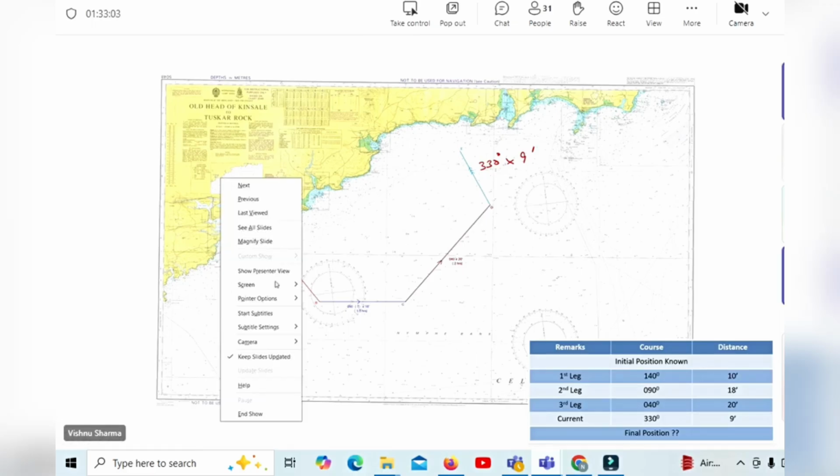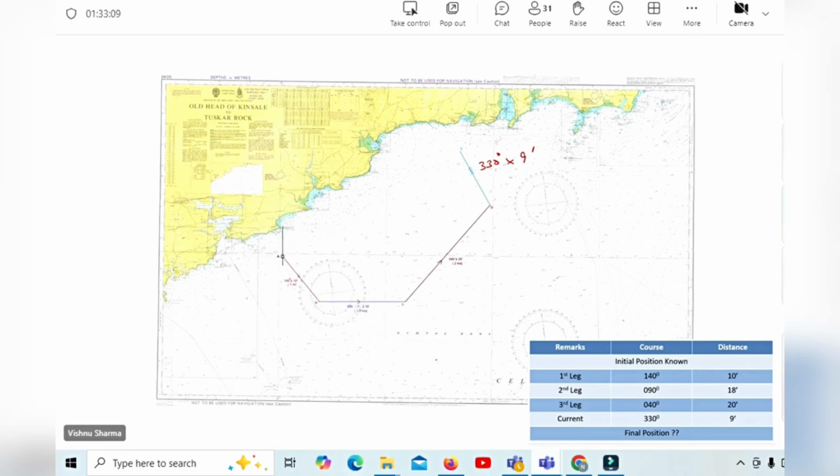there is nothing like DR to fix. In the first hour, this is the DR after 1 hour, B. I have to allow for current for 1 hour. That means I will have 330 current this side, parallel to this, and drift will be equal to 2 miles, whatever it is. And this will be my position, let us say point 1. And this will be my first course made good. This will be my track for the first 1 hour. Yes or no? Two arrows. Yes, sir.